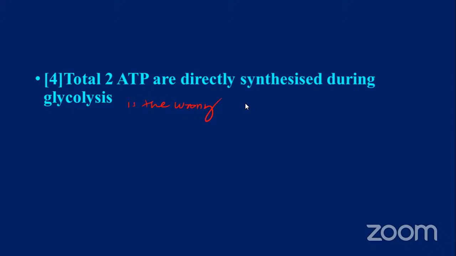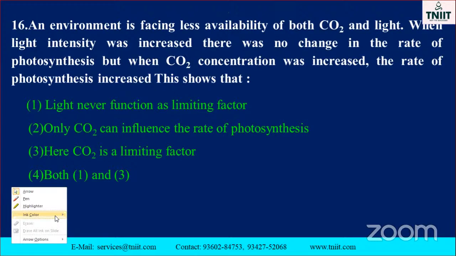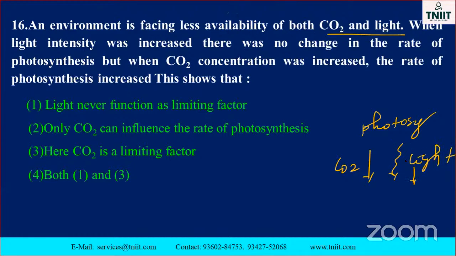Go to the next one. An environment is facing less availability of carbon dioxide and light. Where does it come? Photosynthesis. When the carbon dioxide is less, the light is also less. What happened? When light intensity was increased, there was no change in the rate of photosynthesis. But when carbon dioxide concentration increased, the rate of photosynthesis increased.